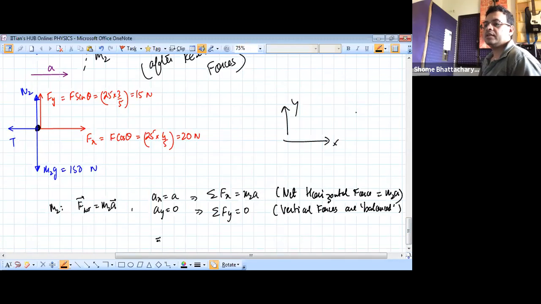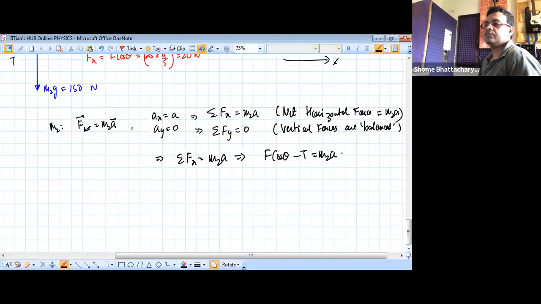Next, summation Fx is equal to mass into acceleration. That gives us, along the x-axis, F cos theta minus T is equal to m2a. So that is our first equation. Numerically that will become 20 minus T is equal to 15a. That becomes our first equation.